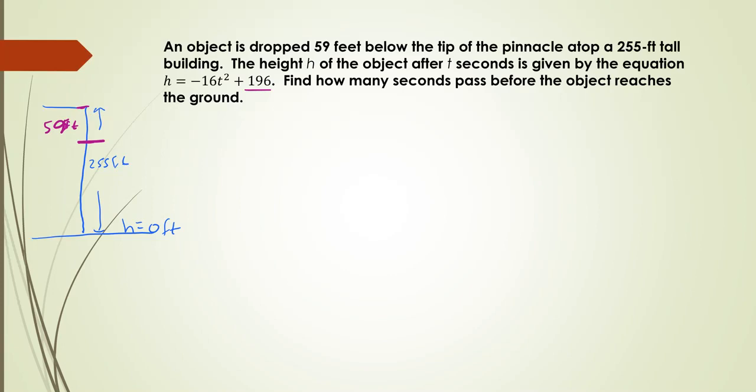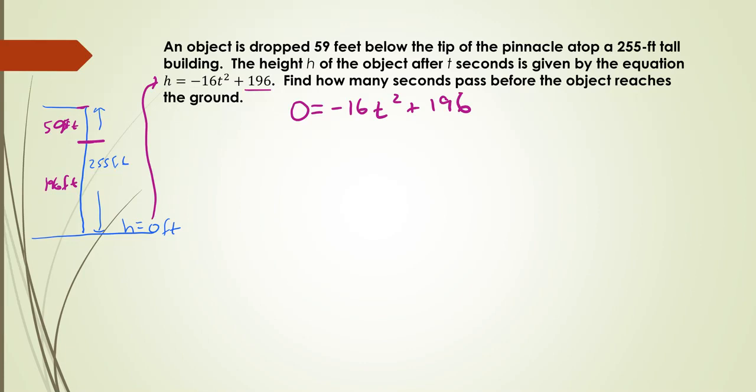So this is where the 196 comes from. If I took 255 and subtracted out 59, I would get the 196. So if you're wondering where the numbers in the formula come from, that's where they're coming from. So just like before, the h is 0. So I'll make my equation: 0 equals negative 16t squared plus 196.